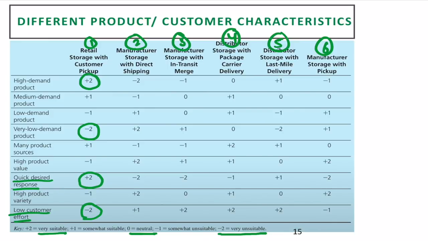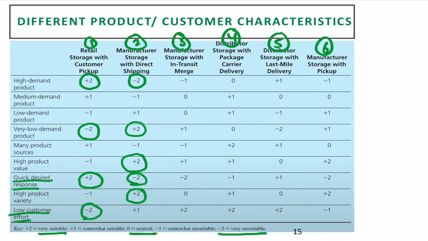If you look at second one, which is manufacturer storage with direct shipping, so this is not that well suited for high demand products. So for high demand products, obviously retail stores closer to the customer, that's much better. But this type of design is very much suited for very low demand products and also very high value products. But if a quick response is desired, then this is not going to be a good design. So this is also very suitable for high product variety.